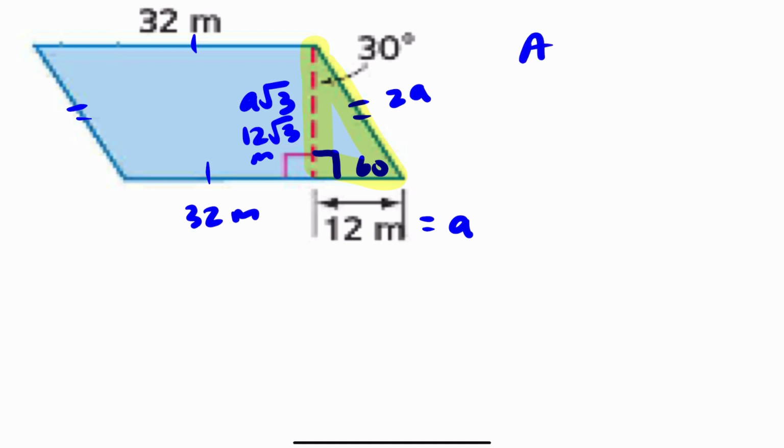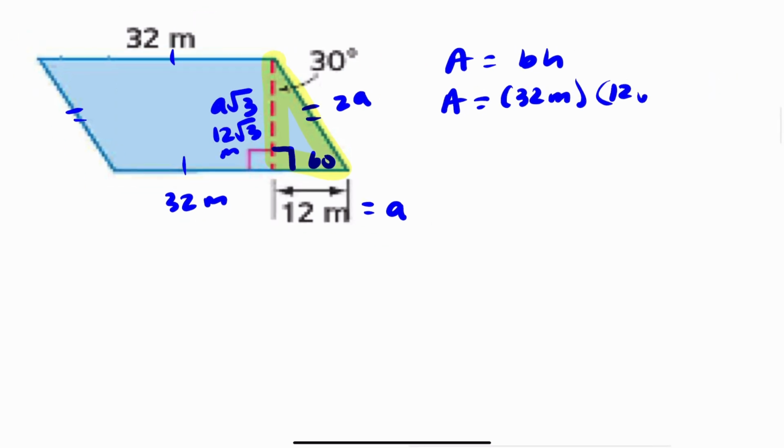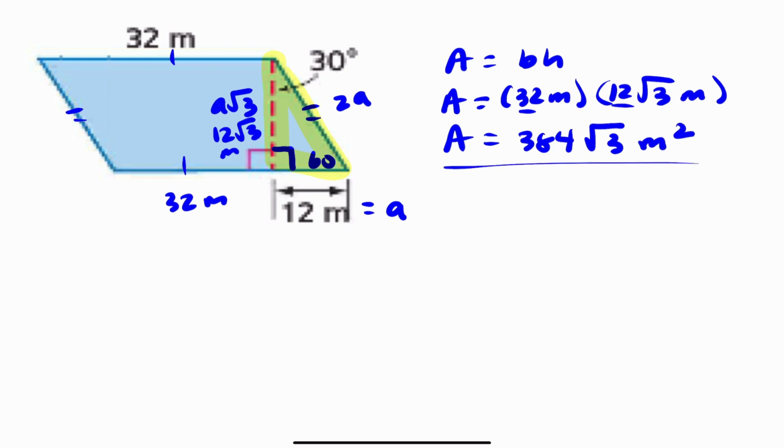So I can just say, A equals base times height. A equals the base, which is 32 meters, times the height, which is 12 root 3 meters. So A equals 32 times 12. That is 384. And then we can't forget the root 3. So 384 root 3 meters squared. And that's your answer.